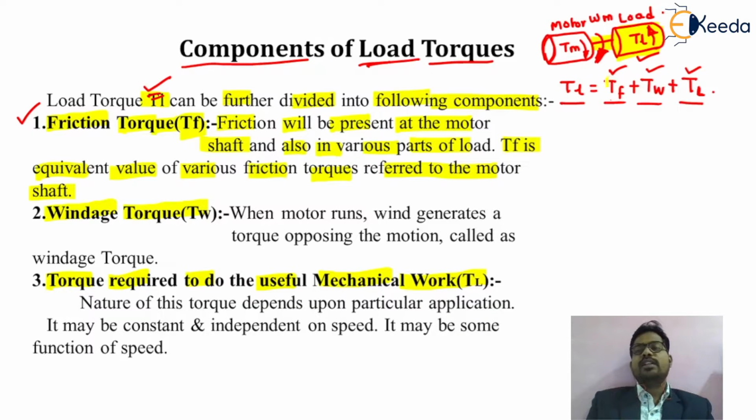So what do you mean by TF? It is the friction torque referred to the motor shaft and the various parts of your load. This is the first type of torque, called the friction torque, and it is the equivalent value of the various friction torques referred to the motor shaft. So this will be the first parameter. Then the second type of torque is called the windage torque.